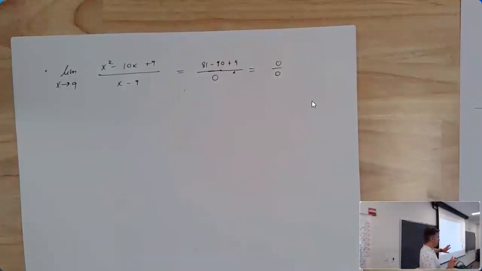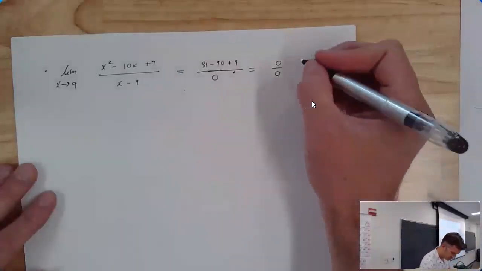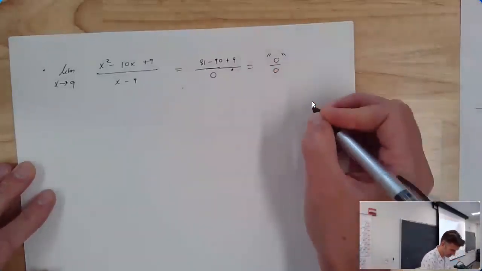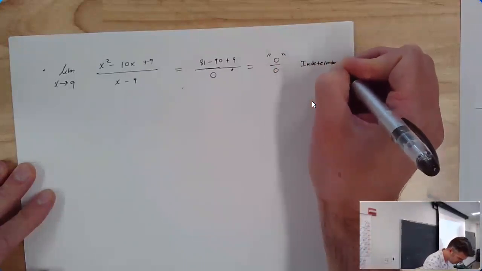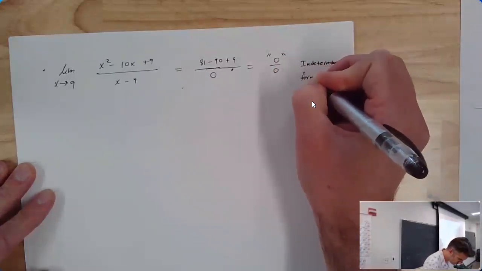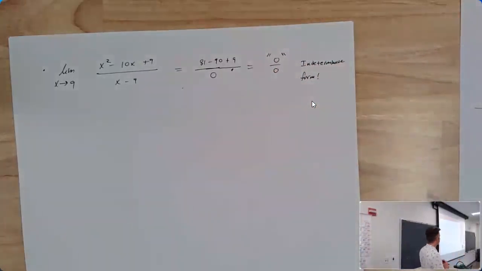Which is not a real number, right? This is what's called an indeterminate form. We have to put this in quotes because we don't really like it. Indeterminate form. Is this where we use the negative infinity, the positive infinity? Not necessarily. You might end up using an infinity.